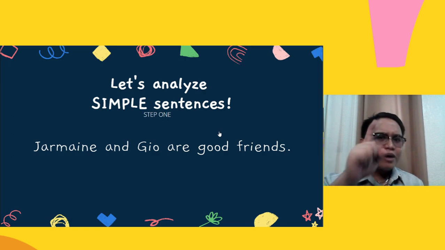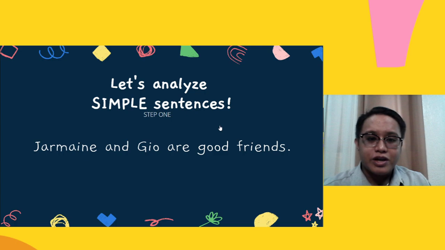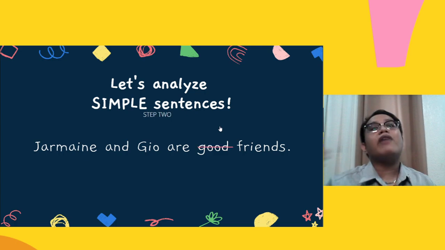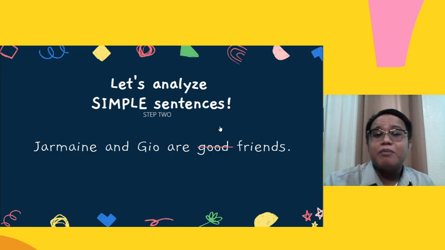There is. And what is that? Usara man yun. Usara yun ka adjective or adverb ang naaani nga sentence. And that is very good. And that is good. What kind of friends are they? They are good friends. So, it's an adjective describing the friends. Okay? So, that's step 2.